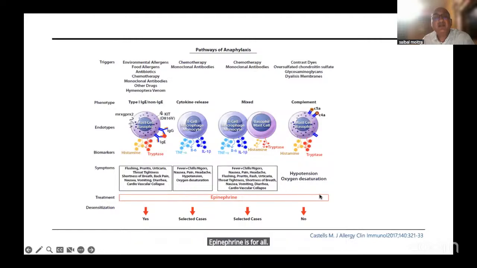Okay, so this is very important. We do not bother about the pathways of anaphylaxis. Whenever we have diagnosed anaphylaxis or suspect anaphylaxis, we should not waste any time in knowing the mechanisms. Just straight away give the adrenaline.